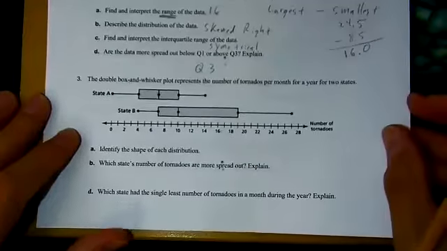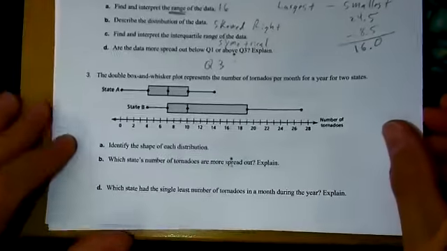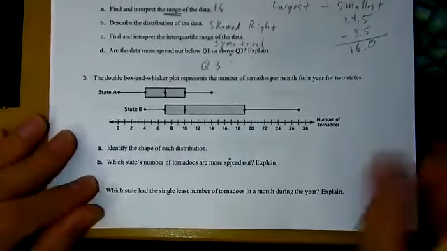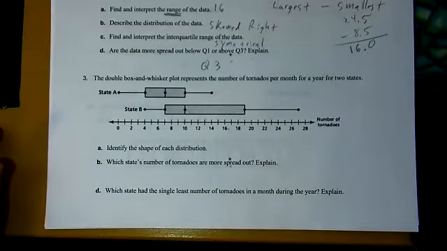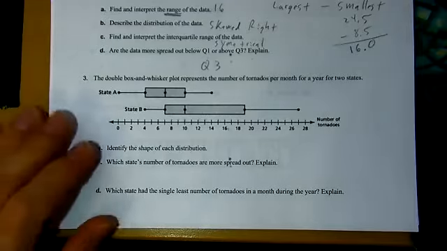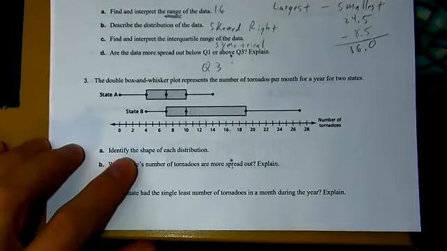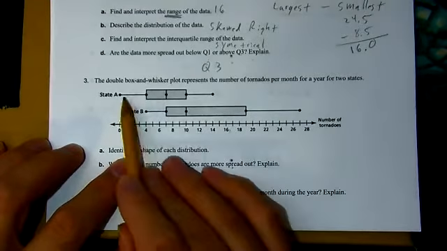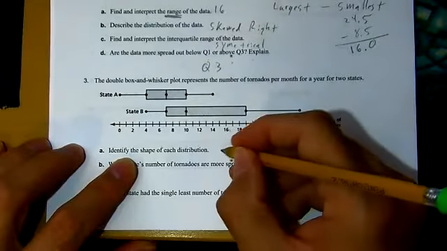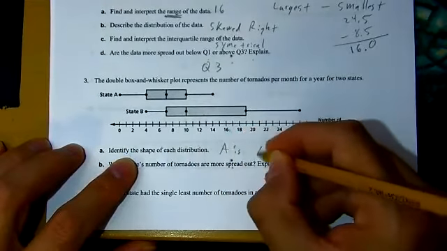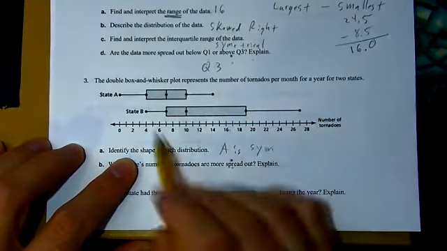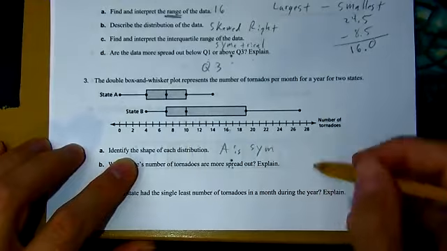Now this is actually comparing two charts. So I want you to pause your video and answer A, B, and C. So identify the shape of each distribution. This one looks symmetrical. So A is symmetrical. B is obviously skewed to the right.